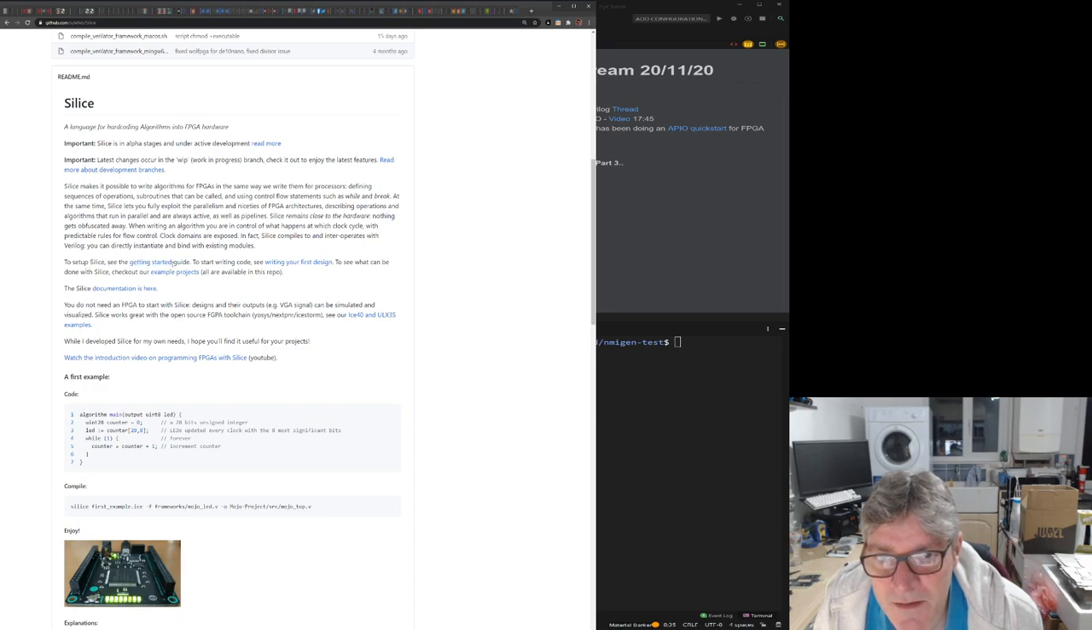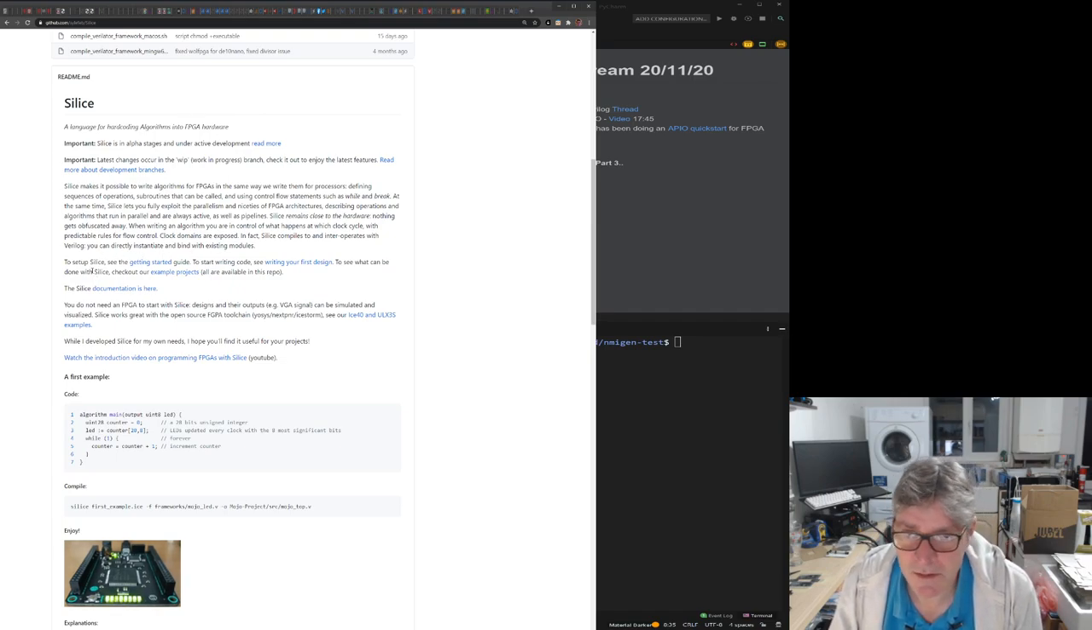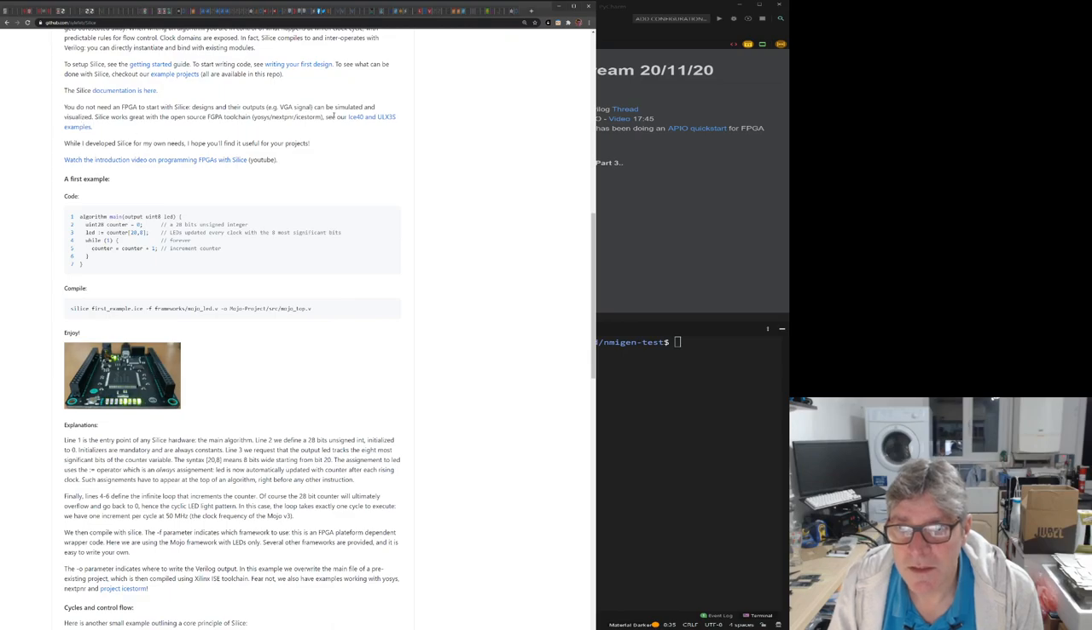To set up Silice, use the getting started. One minute, I missed a bit. At the same time, Silice lets you fully exploit the parallelism of FPGA architectures, describing operations and algorithms that run in parallel and always active, as well as pipelines. Silice remains close to the hardware, nothing gets obfuscated away, and when writing an algorithm, you're in control of what happens, at which clock cycle, with predictable rules for flow control. Clock domains are exposed, Silice compiles and interoperates with Verilog. You can directly instantiate and bind with existing modules. That's quite good.